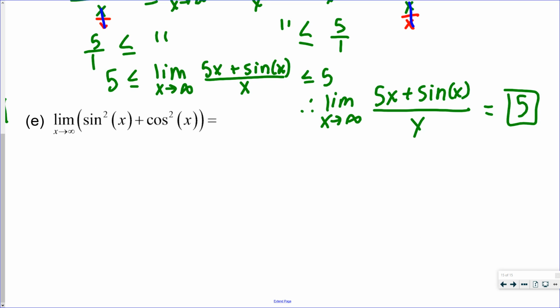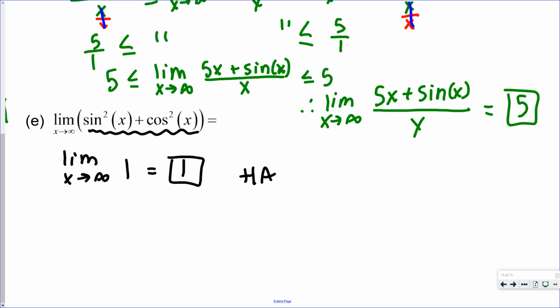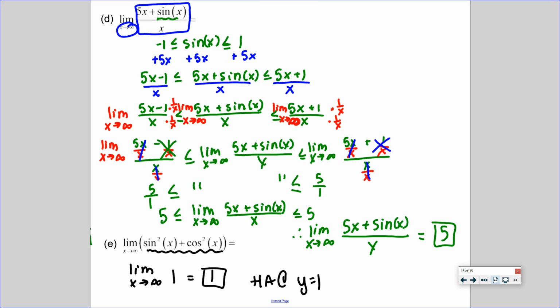Okay, really quick. Do you recognize this trig identity? Sine squared of x plus cosine squared of x is the same as what? 1. Yep. So limit as x approaches infinity of 1 would just be 1. Horizontal asymptote at y equals 1. Some people see that and they get really intimidated. They're like, oh my gosh, squeeze theorem, what do I do here? Trig identity.